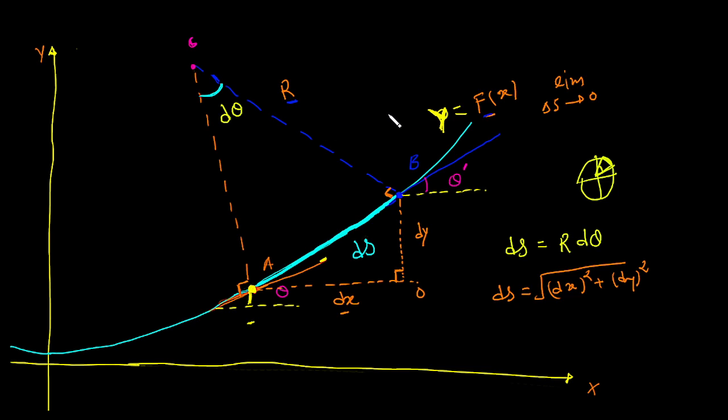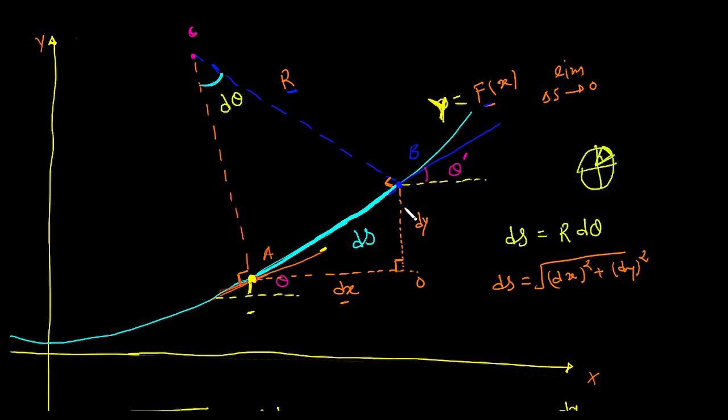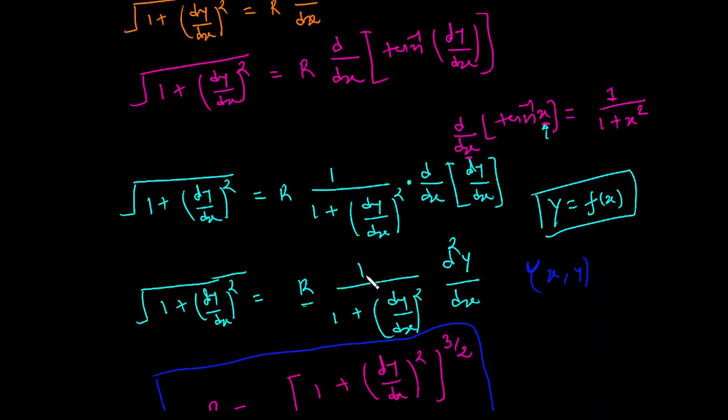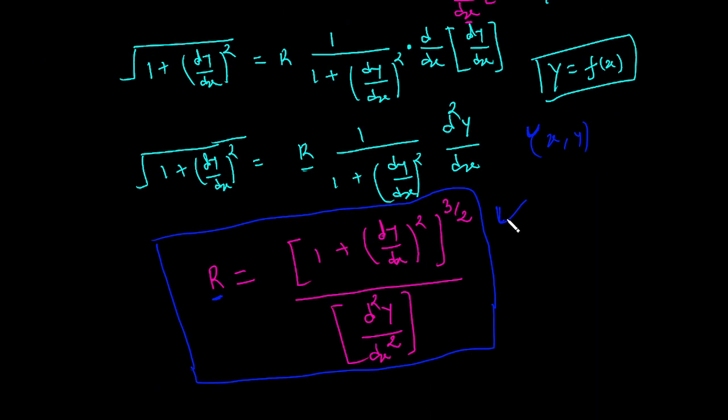In the next video, with the help of this last equation that we have derived, we will plot two graphs and also draw the circle with this radius, and we will see how this circle touches the graph at different points.